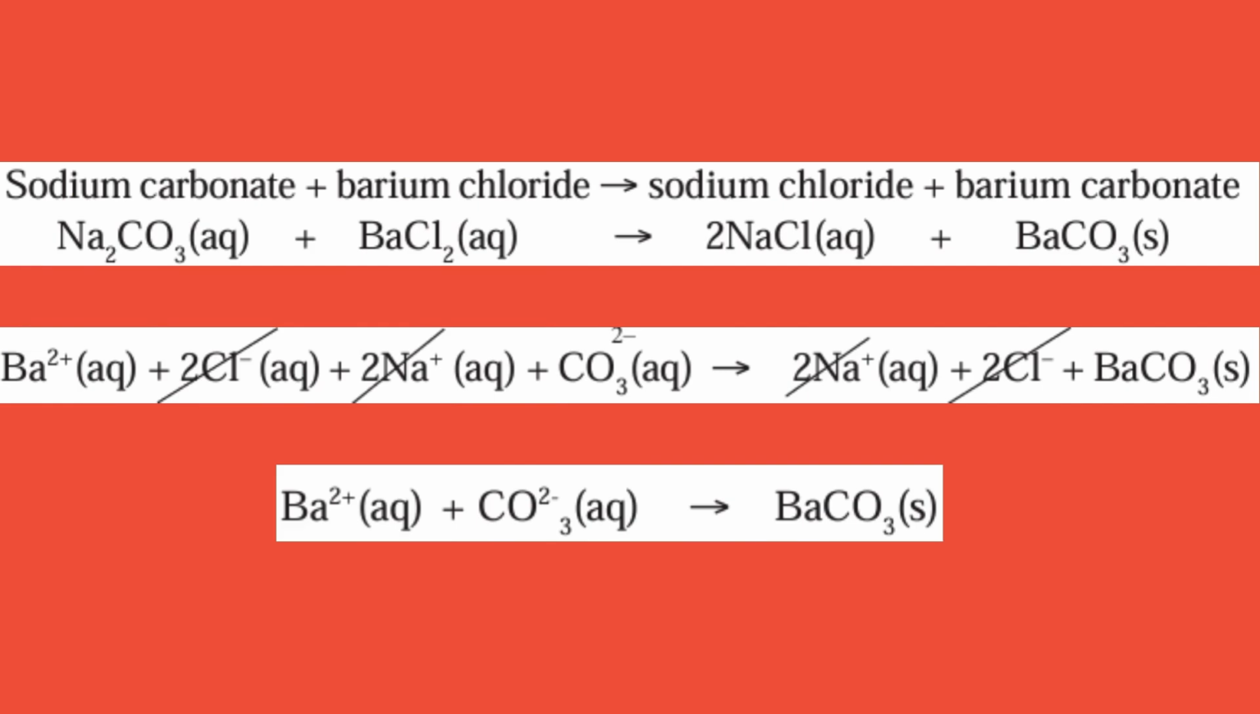Let's consider a reaction between sodium carbonate and barium chloride. First, write the balanced chemical equation. Split all aqueous compounds into ions. Identify and cancel out spectator ions, and finally write the net ionic equation.